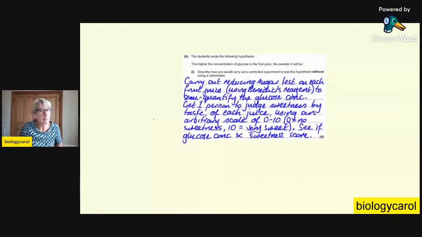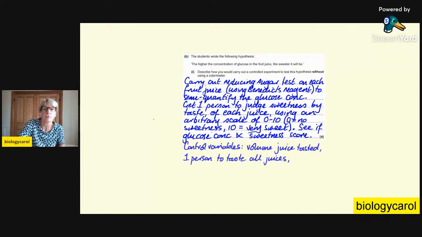The only other method that I could think of was using the semi-quantitative method of testing for reducing sugars, using Benedict's reagent. And then I said, get a single person to judge the sweetness by taste of each of the juices. You don't want different people doing each juice, one person, using an arbitrary scale of 0 to 10. 0, no sweetness, 10, very sweet. And see if the glucose concentration is proportional to the sweetness score.